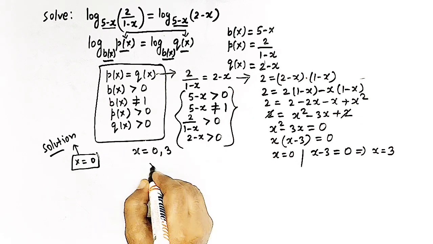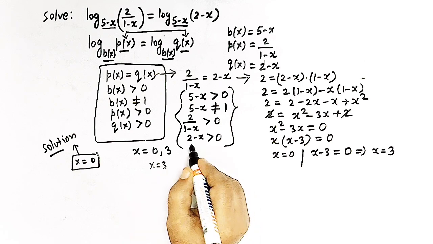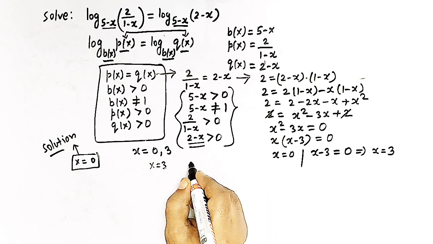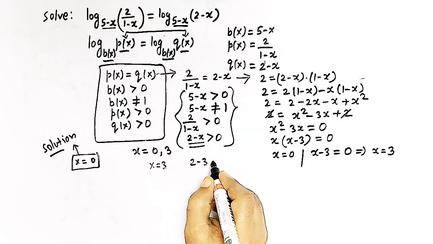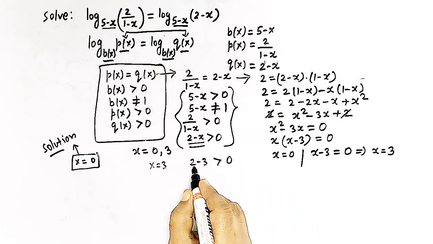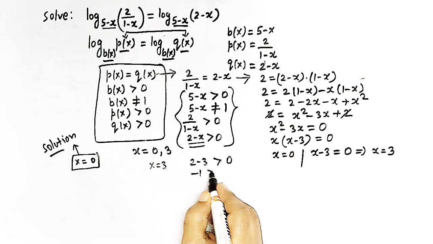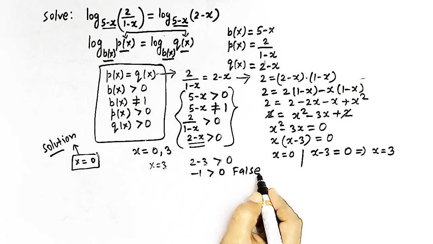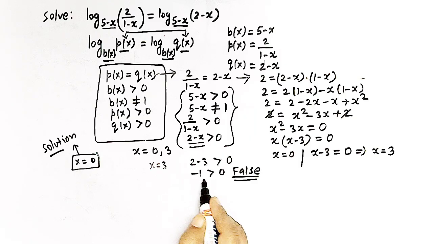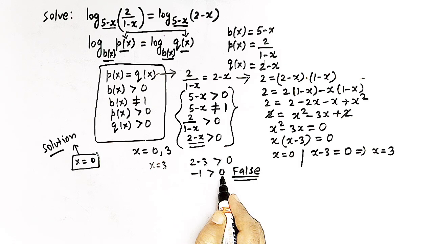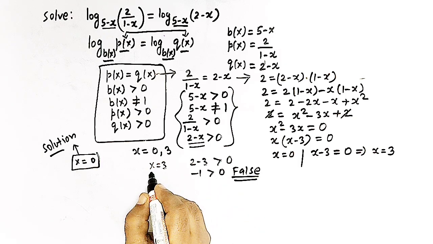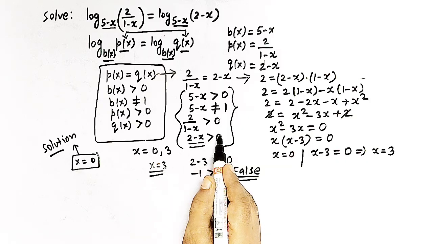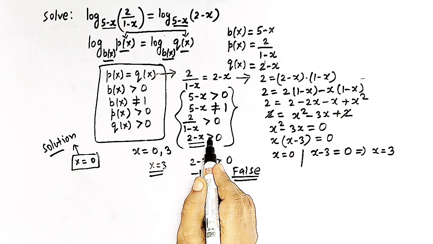So now when we take x is equal to 3 in this inequality, 2 minus x is greater than 0, then we have 2 minus 3 is greater than 0, and here we have minus 1 greater than 0, and this is a false statement because minus 1 cannot be greater than 0, right? So this implies that x is equal to 3 doesn't satisfy this inequality, right?